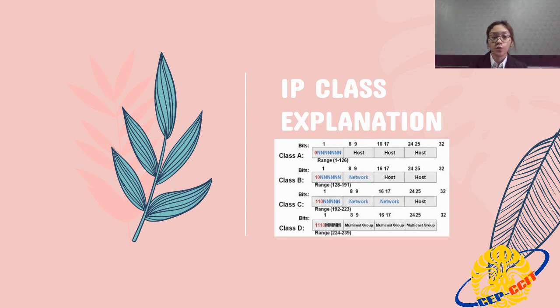Class C is used for small-scale networks. The first 3 bits are binary 110. Then the next 21 bits are network identifiers, and the remaining 8 bits represent the host identifier. That way, the Class C IP address has 254 hosts for each network. Class D is an IP address allocation provided only for multicast IP addresses.